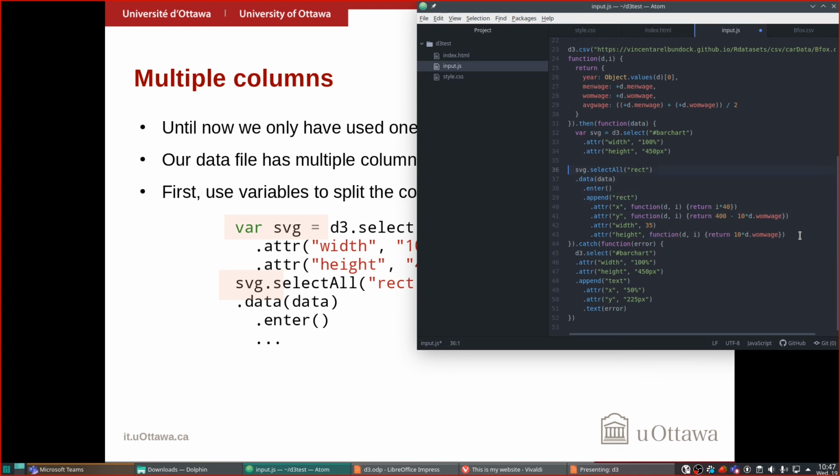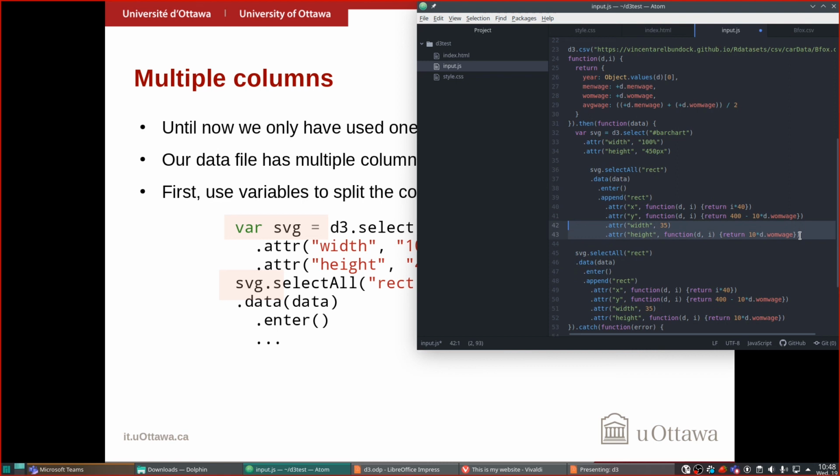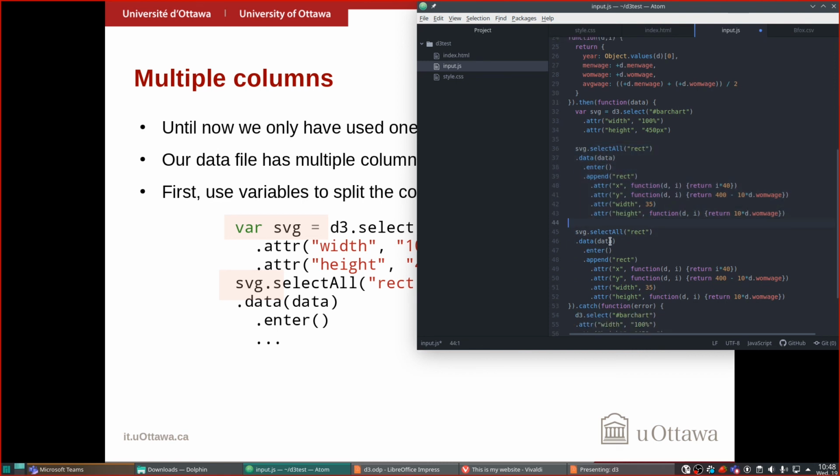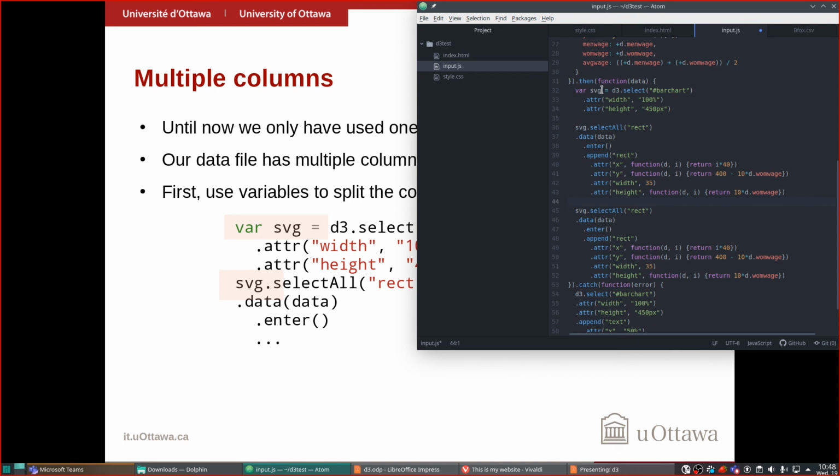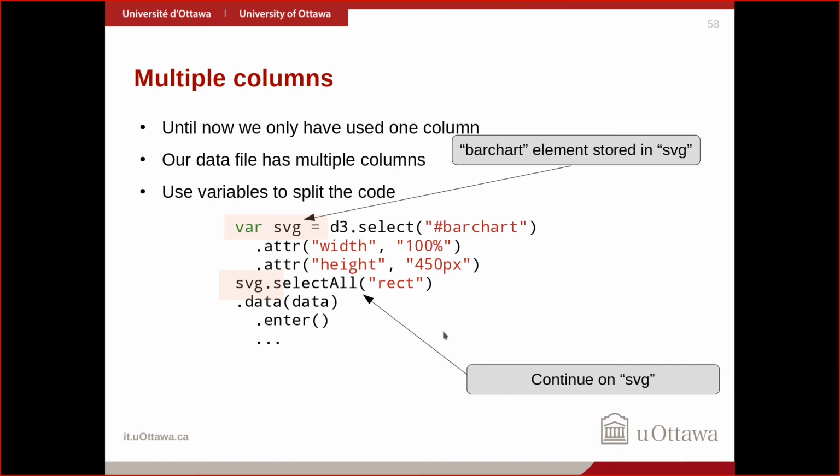And then I can copy this whole thing and put it in there twice. So now I have two of them, and they both work on SVG. So they'll both create bar charts everywhere. And now we can make one the women wages and the other the male wages. So SVG now contains our element bar chart, and then we can use that to add rectangles to it separately.